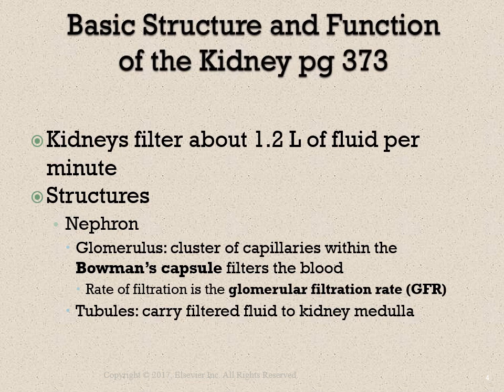The nephron is our major structure that we're going to talk about. It has the glomerulus. This is a cluster of capillaries within the Bowman's capsule that filters the blood. The rate of filtration is the GFR, or glomerular filtration rate. And then we have the tubules. These carry filtered fluid to the kidney medulla.